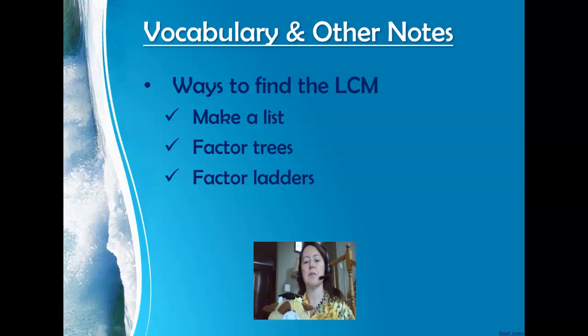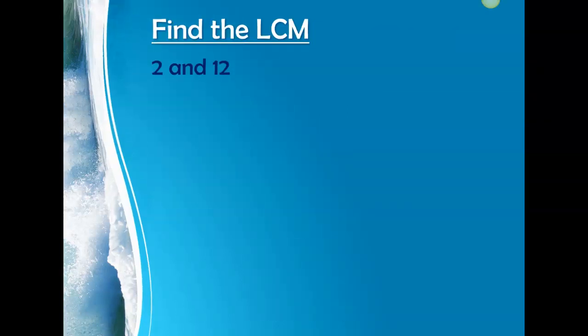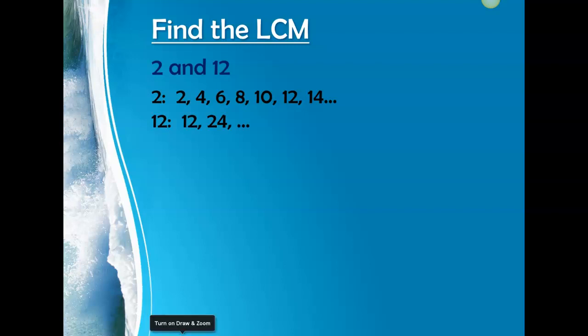Let's try our first problem. Let's find the least common multiple of 2 and 12. One way to find the least common multiple is to make a list. You can list the multiples of 2 and list the multiples of 12. Then you find the first common multiple. In this case, the first common multiple would be 12. The LCM equals 12.